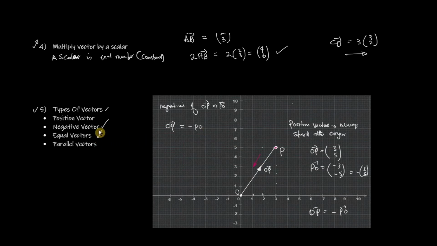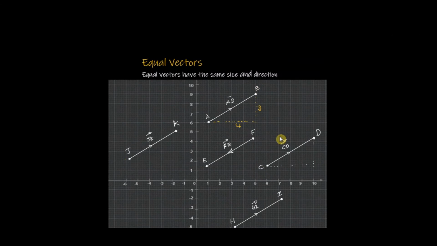Now, equal vectors. What do we mean by equal vectors? Here we have a case of 5 vectors, and the topic is what is an equal vector? It is defined explicitly as vectors with the same size and direction. So, for example, the vector JK we know to be the same as AB, and that is the same as CD, and that is also the same as HI. So all these vectors are all equal.